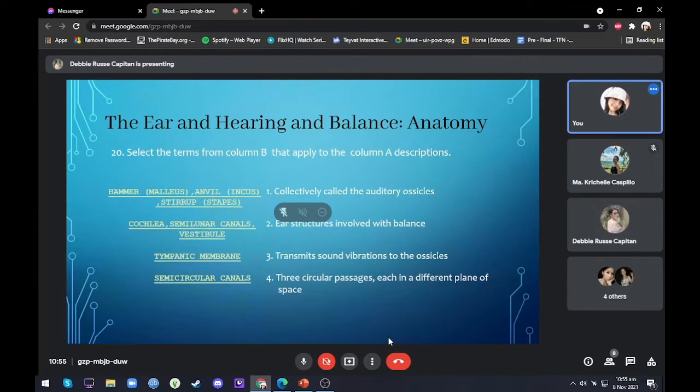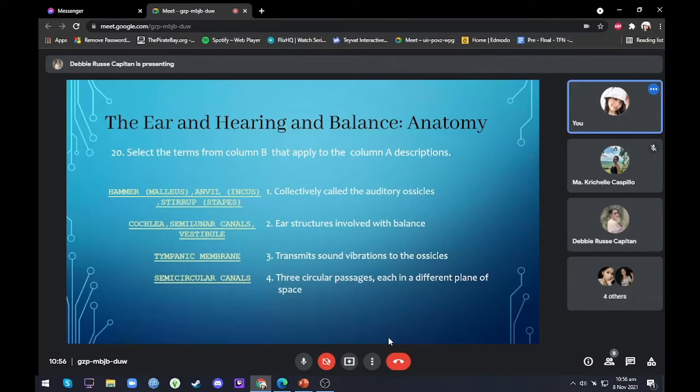So let's move on to the ear and the hearing and balance anatomy. Number 20, select the terms from column B that apply to the column A description. Number 1, this is collectively called the auditory ossicles, which is the hammer, the malleus, the anvil or the incus, and the stirrup or the stapes.